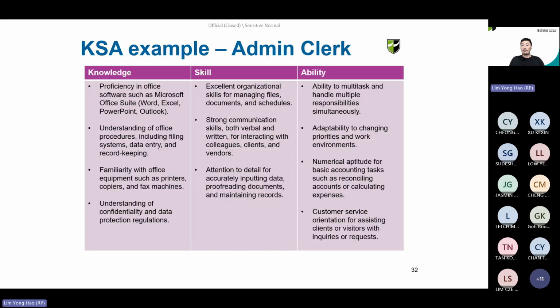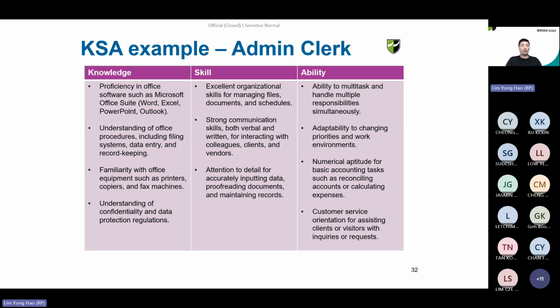To give a few examples to illustrate what knowledge, skills and ability are: knowledge, proficiency in office software. Generally in the Singapore context, if you have been through Singapore education for the better part of your life, at least 10 years, you will have some proficiency. At least you know how to navigate. You may not be very good at using Microsoft Office tools, but you will be familiar with how it works. You'll know how to open it, how to type on it and so on. Those are basic literacy.